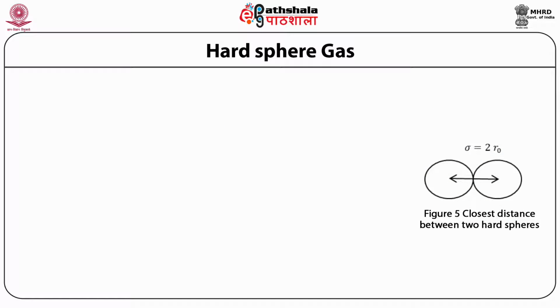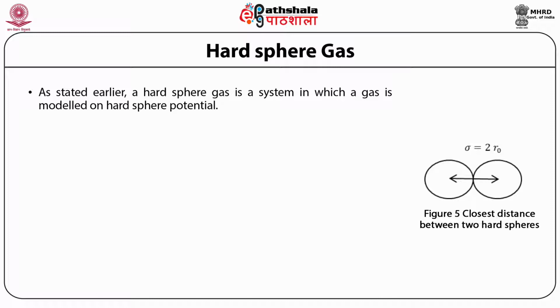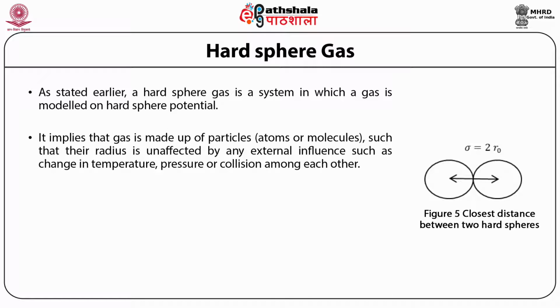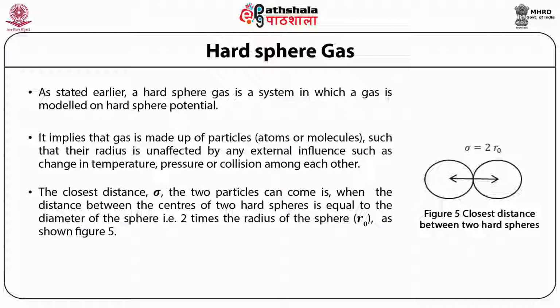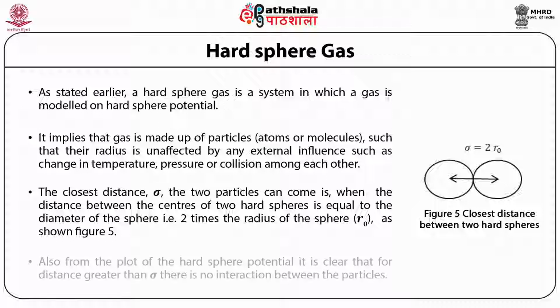Hard sphere gas. As stated earlier, a hard sphere gas is a system in which a gas is modeled on the hard sphere potential. It implies that the gas is made up of particles, atoms or molecules, such that their radius is unaffected by any external influence such as change in temperature, pressure, or collision among each other. The closest distance sigma the two particles can come is when the distance between the centers of two hard spheres is equal to the diameter of the sphere, that is, two times the radius of the sphere r naught, as shown in figure 5. Also, from the plot of the hard sphere potential, it is clear that for distance greater than sigma, there is no interaction between the particles.